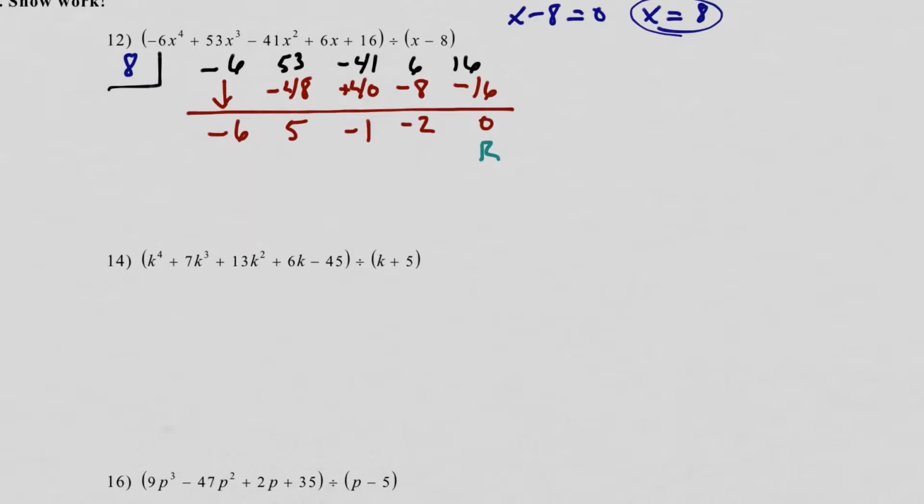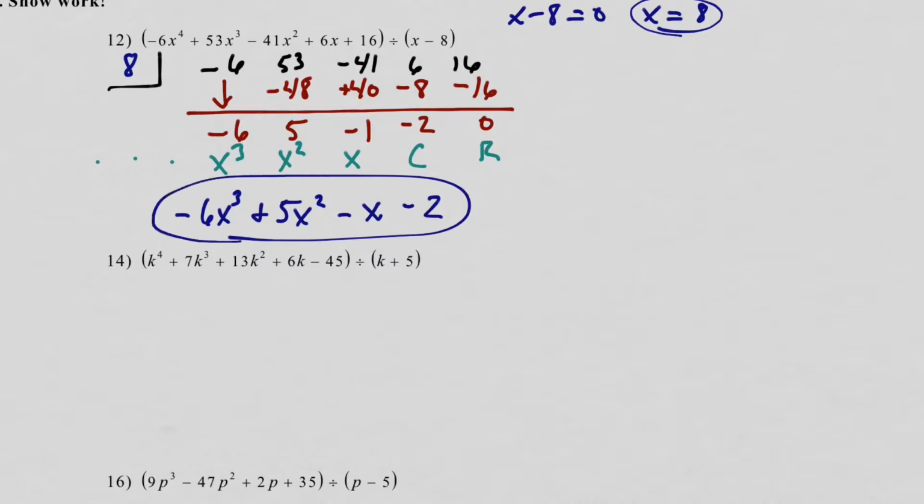This is your constant. This is the degree 1. This is degree 2, degree 3, so on and so forth. So if we had a degree 4, a degree 5, a degree 6, if there were values there, that would fill in. So the end answer here in this problem, when we divide, is going to be -6x to the third power, +5x to the second power, minus x, or 1x, minus 2. And again, we have no remainder, so we don't have to worry about that.